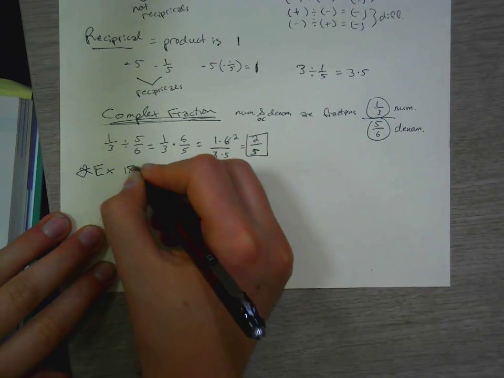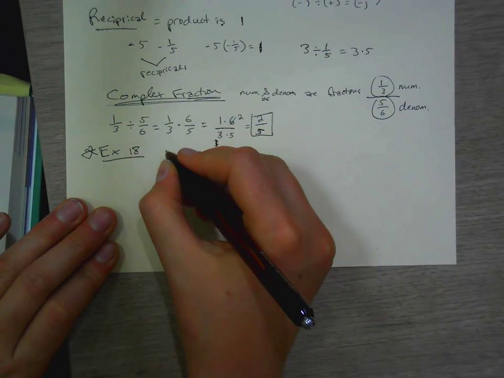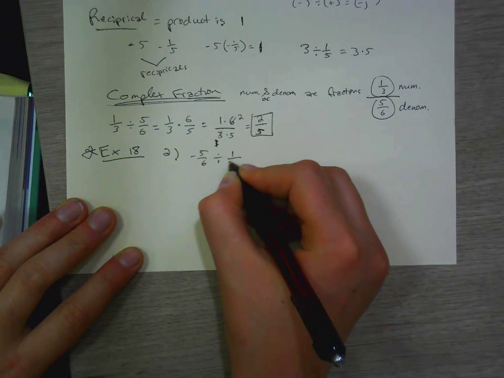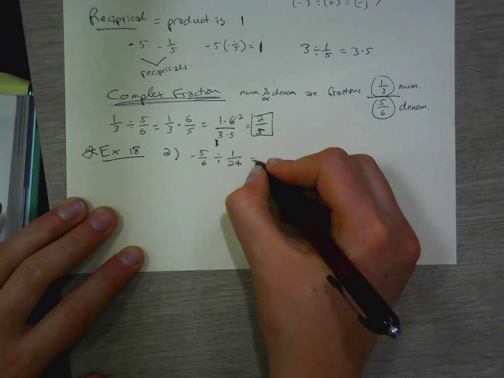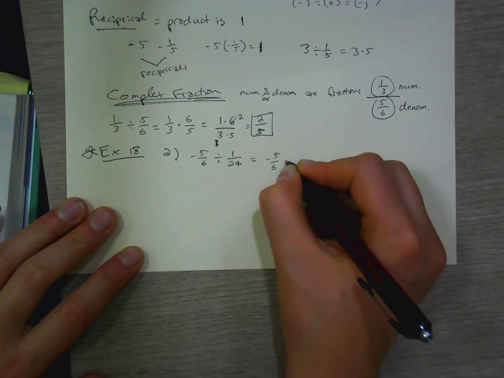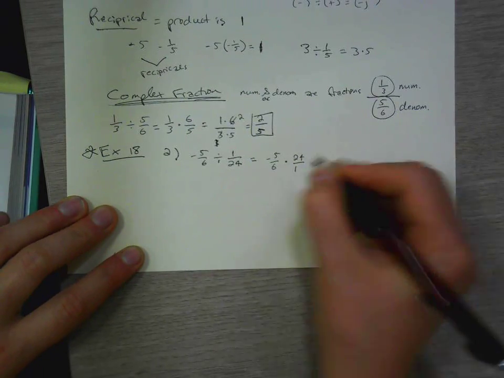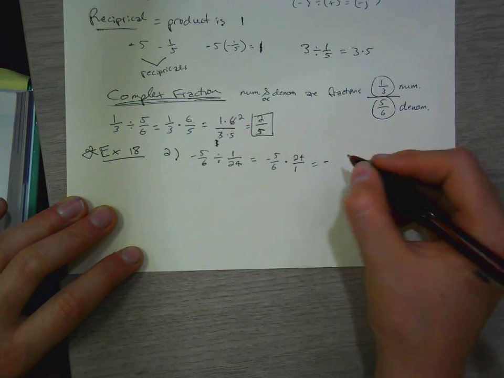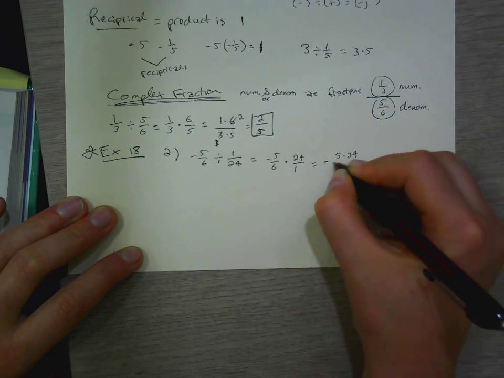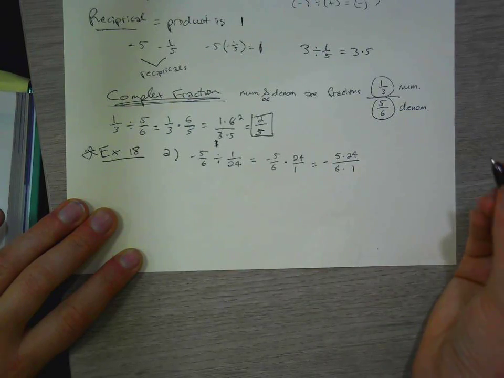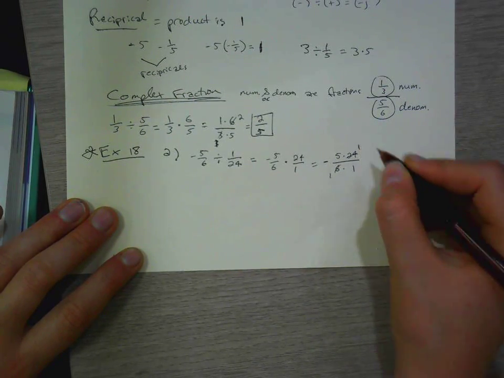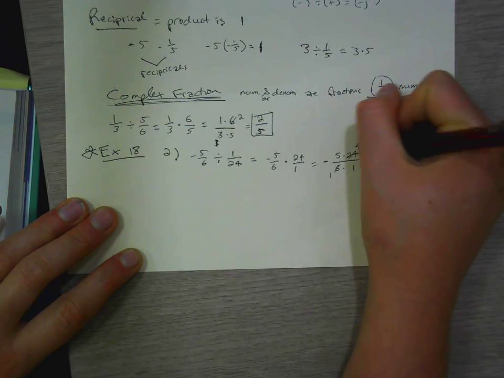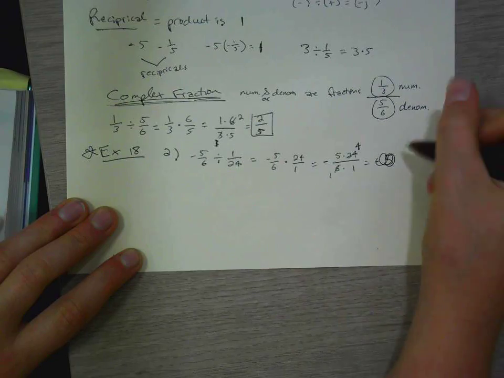Example 18. All right. A. Evaluate each quotient. Negative 5/6 divided by 1 over 24 equals negative 5/6 times 24 over 1. Because we switched that, we flipped it. So now let's say negative is our total answer because we have a negative and positive, so it's negative. And then 5 times 24 over 6 times 1. Now we can divide 6 by 6, it becomes 1. We can divide 24 by 6, it becomes 1. And our answer becomes negative 5. Oh, sorry. 24 divided by 6 is 4. So our answer is actually negative 20.